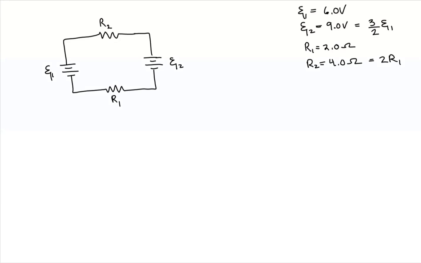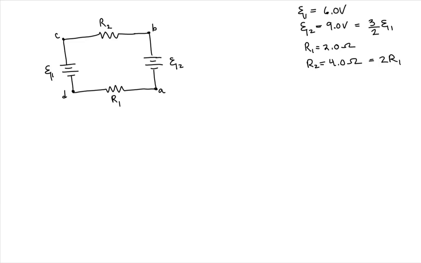Before we do that, it's useful to illustrate nodes between different components of our circuit. I'm going to start with labeling node A to be at the negative terminal of battery 2, since battery 2 is at a higher potential than any other component in the circuit. We will say node B is at the positive terminal of battery 2. We'll say node C is in between the positive terminal of battery 1 and resistor 2. And we'll say node D is between the negative terminal of battery 1 and resistor 1.